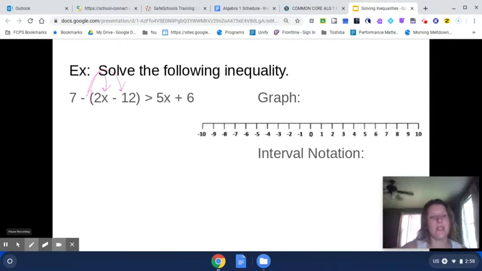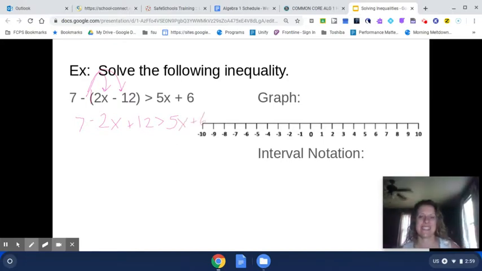So -1 times 2x is -2x. And -1 times -12 gives me +12. I'm going to bring down anything that we haven't used so far. So 7 minus 2x plus 12 is greater than 5x plus 6.